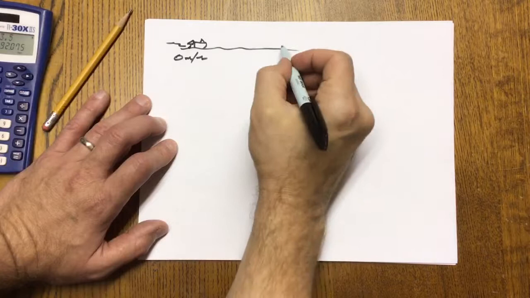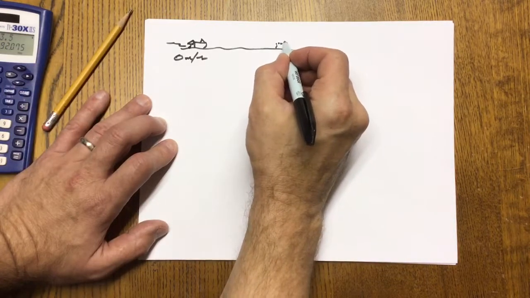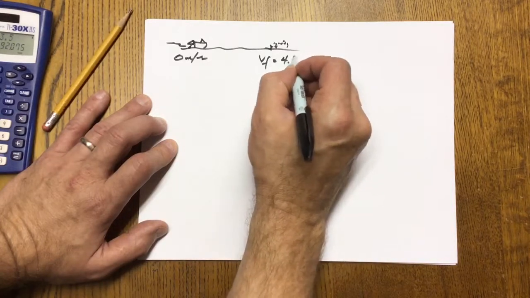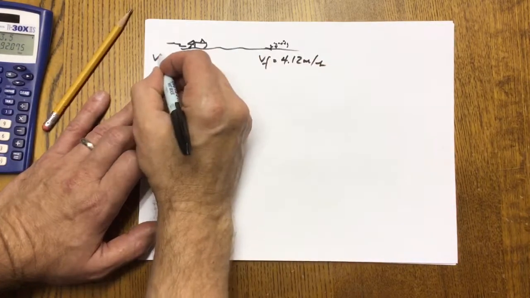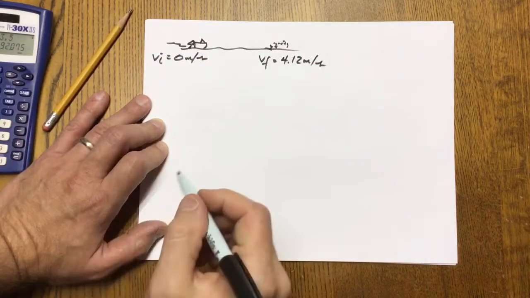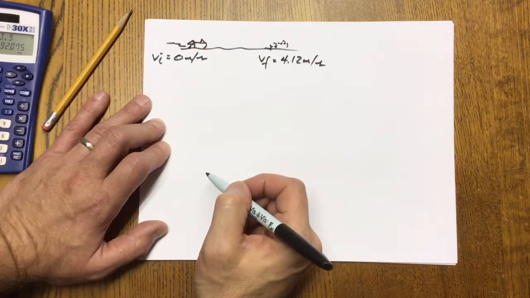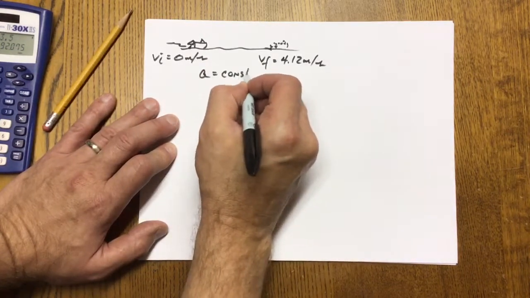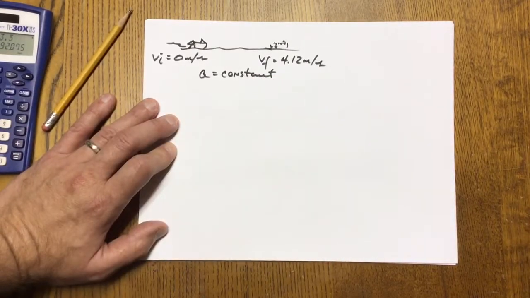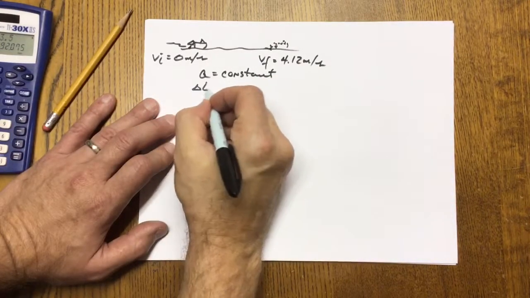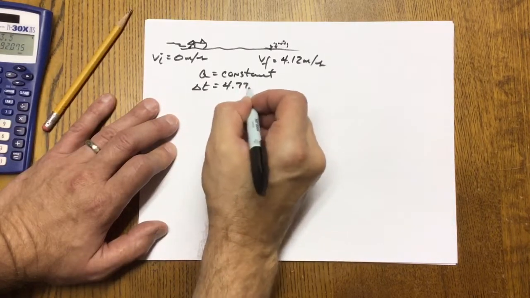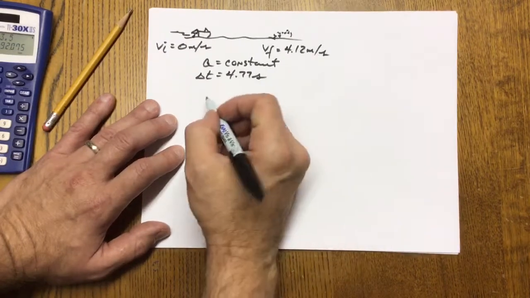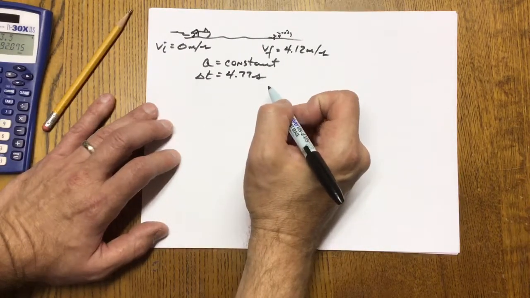And this time I know that at some later time, I'm going to have a final velocity of 4.12. So initial velocity is 0, final velocity is 4.12. Let's say that the acceleration is constant. And let's say that the time in this situation is 4.77 seconds. Okay, again, I want to know what the displacement is.